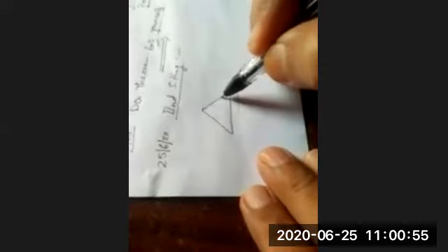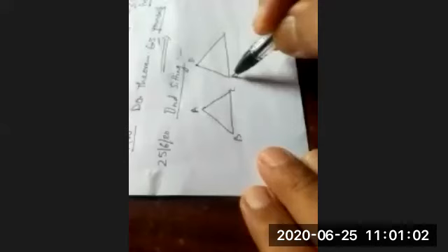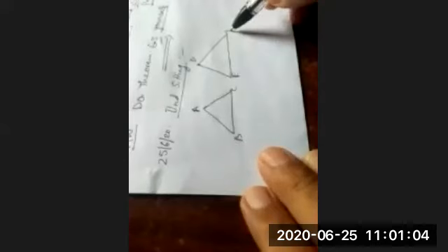See what I am trying to make you understand. Time is getting up. Suppose two triangles ABC and DEF are similar, then what can you say? If two triangles are similar, then you can write AB by DE is equal to BC by EF is equal to AC by DF. Yes or not?